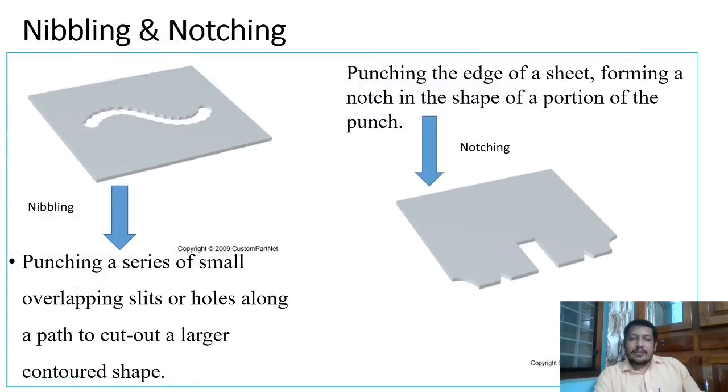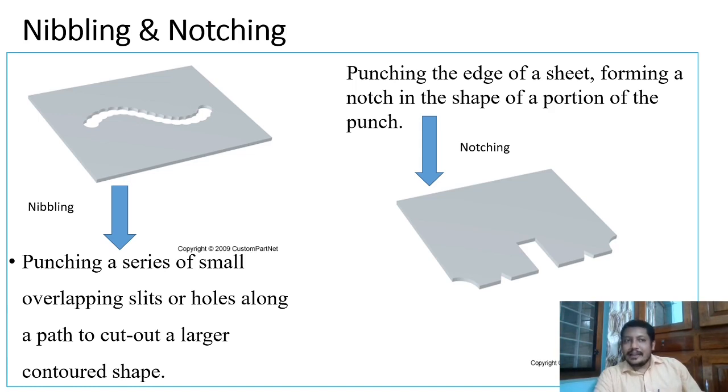The next set of operations is called nibbling and notching. Nibbling is where you obtain a contour shape, by punching a series of small overlapping slits or holes along a path to cut out a larger contour shape. The contour shape is your final object. You want to get a shape like that.